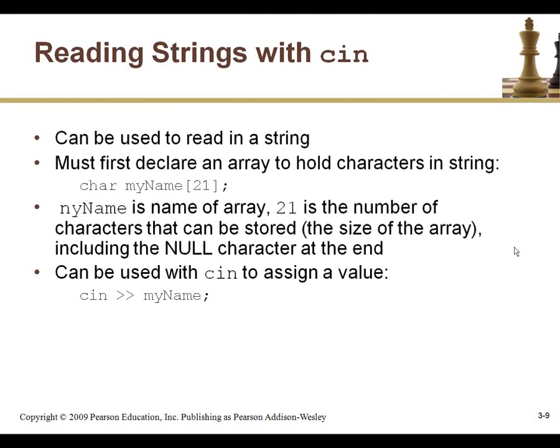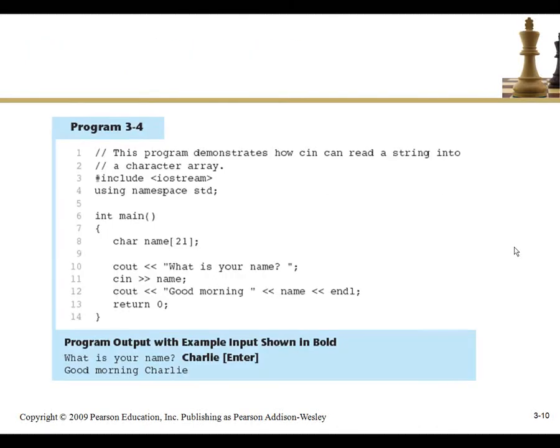Here is an example of the cin reading that name, with a length of 21, the last character being a null character, into myName. Your name has to be 20 characters at most because the last character, the 21st character, is the terminator. If the name is more than 20 characters, it would truncate at the 20th character.